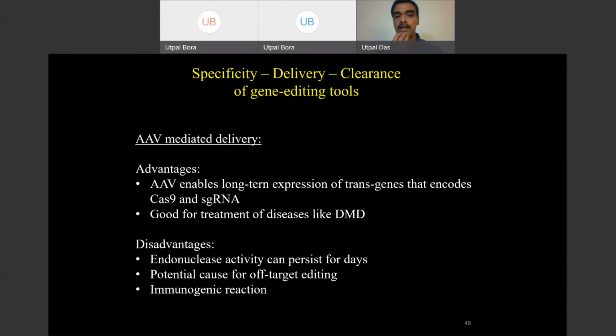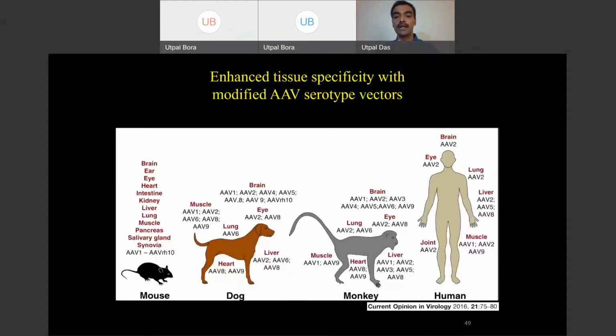However, remember, these AAVs are not always good, because if you want to correct a gene that is involved in muscular dystrophy and you send all your tools with AAVs, they are good. These AAVs remain inside the cell for the long term. So for a disease like muscular dystrophy, that's a good thing. But, as you know, they are actually long-lasting enzymes inside the cell. There is a probability they will also start non-specific cleavage. So we have to really think about what we actually need and what our experimental design is.